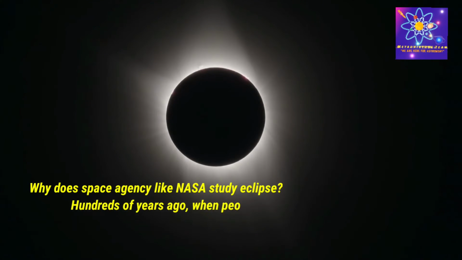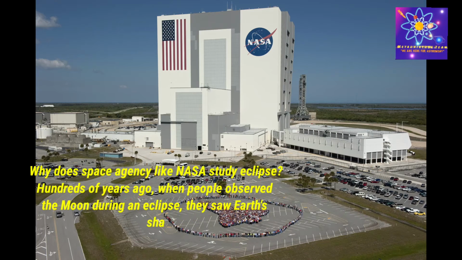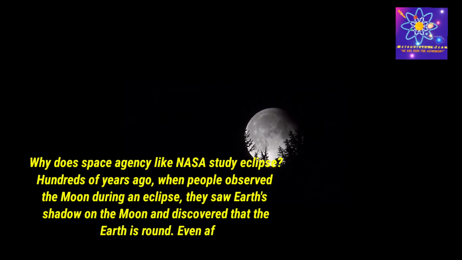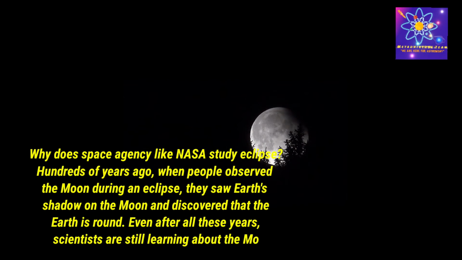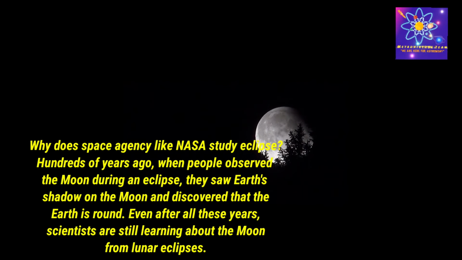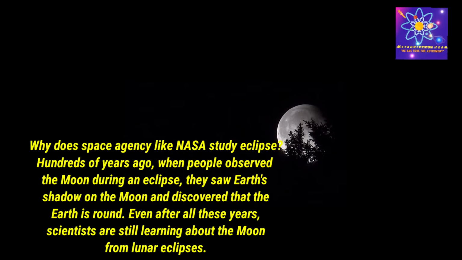Why does a space agency like NASA study eclipses? Hundreds of years ago, when people observed the moon during an eclipse, they saw Earth's shadow on the moon and discovered that the Earth is round. Even after all these years, scientists are still learning about the moon from lunar eclipses.